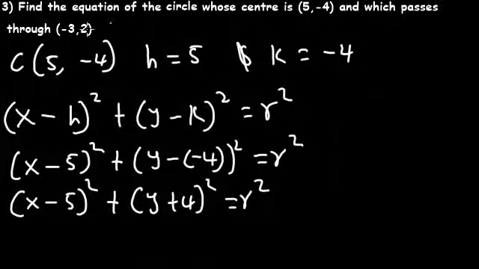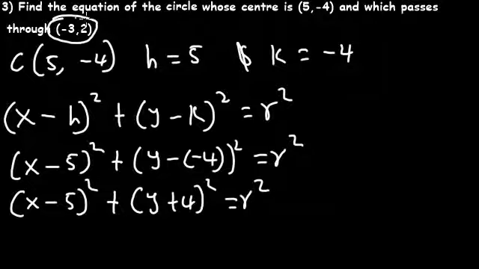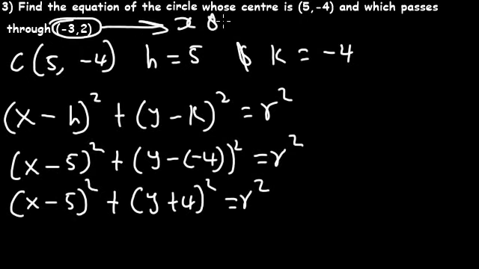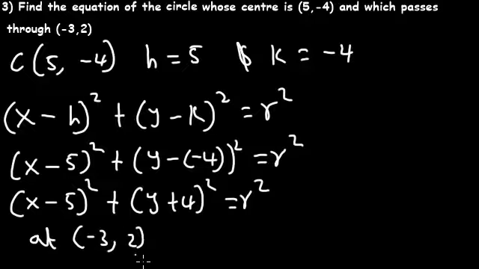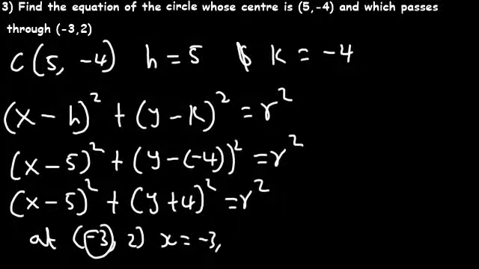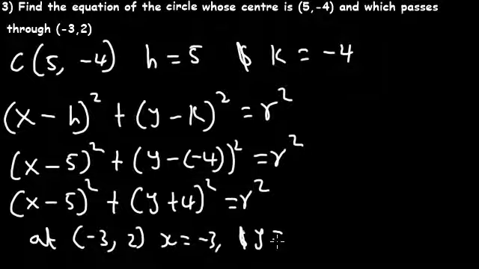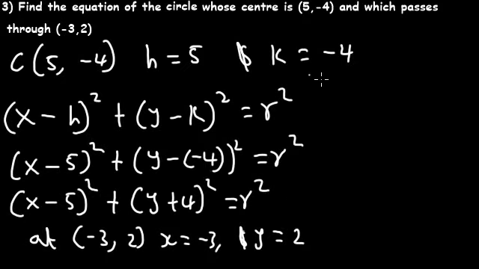Notice that we are given a coordinate which the circle passes through. This coordinate refers to the value of x and y respectively. So definitely at (x, y) or at (-3, 2), there will be a value for the radius. That's what we're going to use to find the radius. So at (-3, 2), x is equal to -3. The x value comes first, always keep that in mind, and y is equal to 2. Substituting these corresponding values in this equation, we can definitely find the value of r.